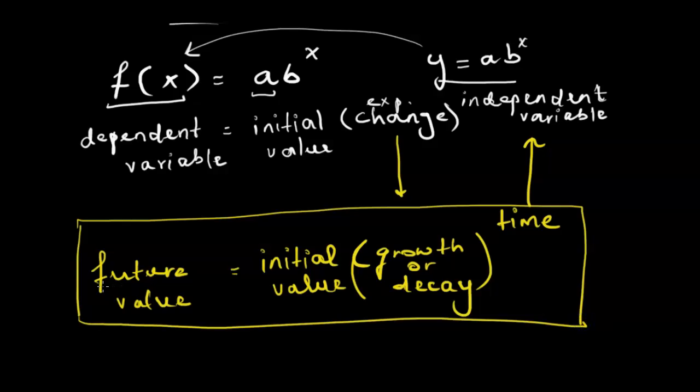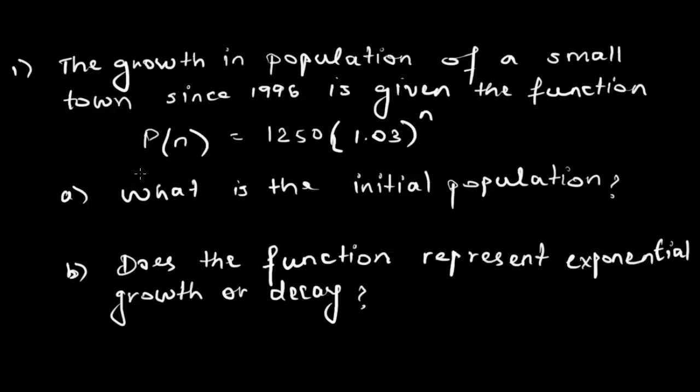Let's understand this better with an example. Let's say we have a question. The growth in population of a small town since 1996 is given by the function P(n) = 1250(1.03)^n. We can write it in the form of a general function equation. We know it is f(x) = ab^x.